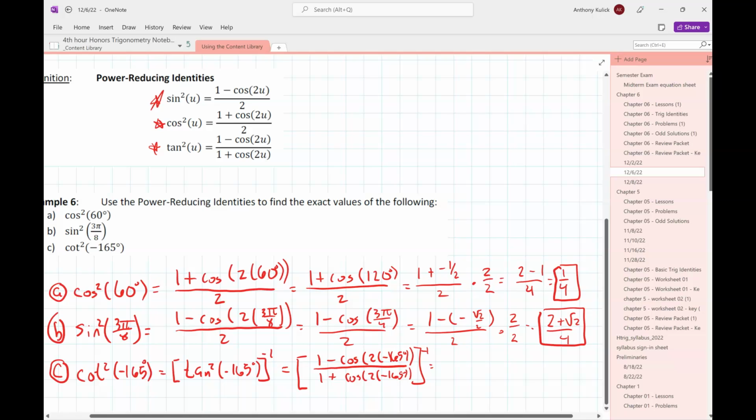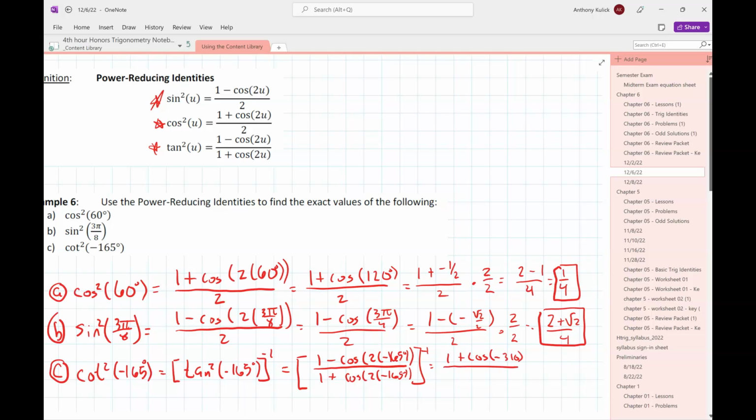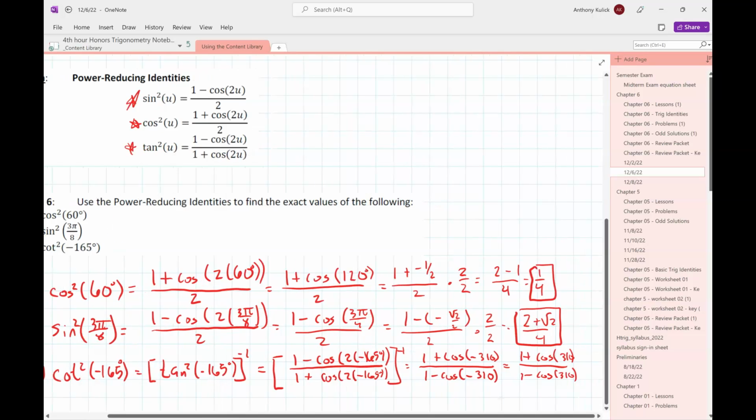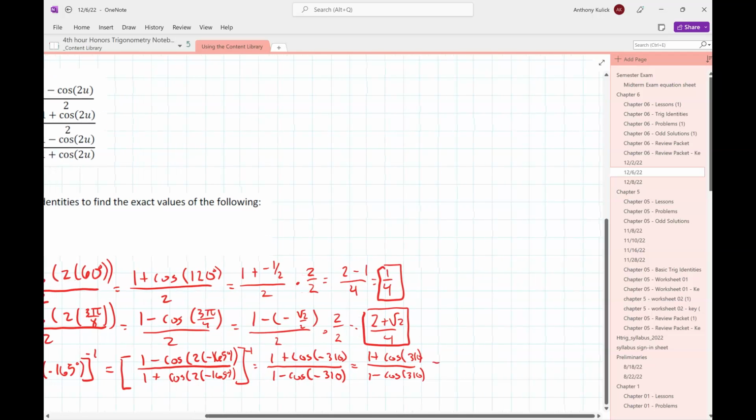And now I'm going to do my flip. So I'm going to use that negative exponent to do my flip. And 2 times negative 165 is negative 310. And my odd-even identity says cosine of a negative angle is the same as cosine of the positive angle. And now it's just calculator time.